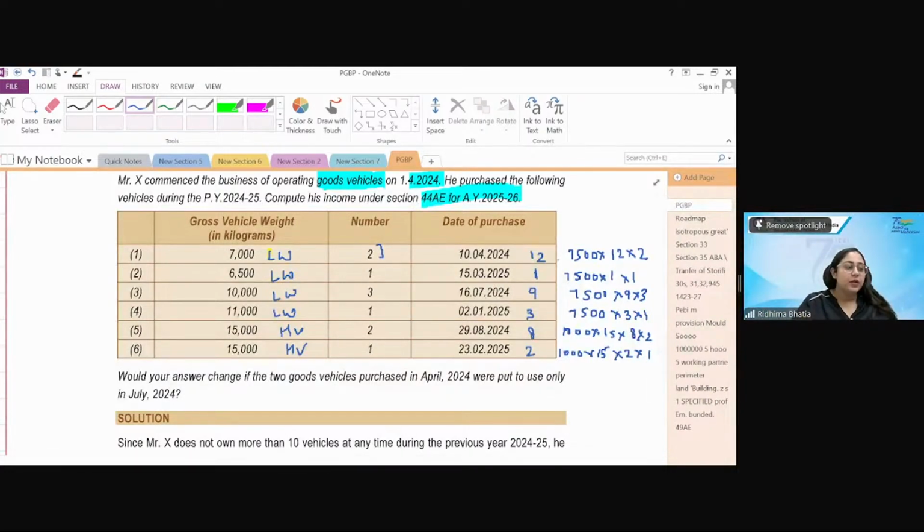Okay. Now, the question says, would your answer change if two goods vehicles purchased in April 24 were put to use only in July 24? Depreciation definitely can change, but presumptive taxation may not, it's not written put to use. And till the time it is not written put to use, we do not have to confuse. We have to see ownership. Ownership is there, and hence you have to show the income out of it.